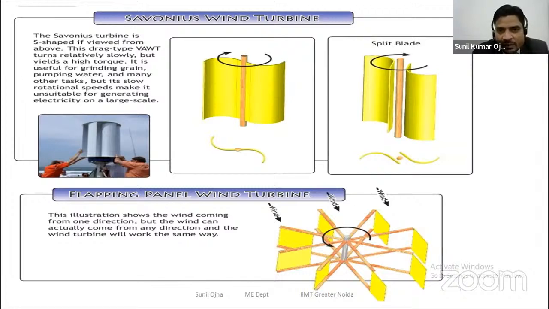This is the Savonius wind turbine. Next is the flapping panel wind turbine. You can see in the diagram there are flaps. In the illustration the wind is coming from one direction, but the wind can actually come from any direction, and the wind turbine will work in the same way.